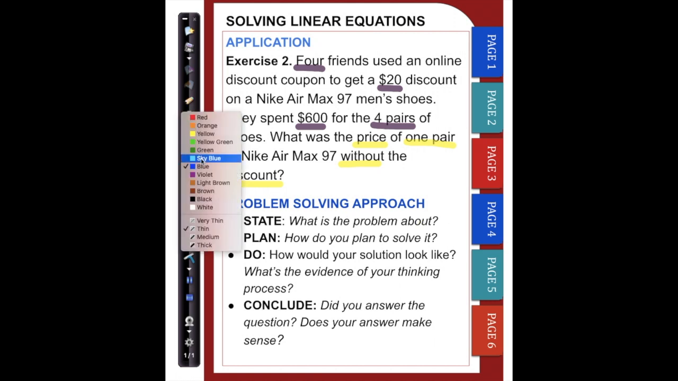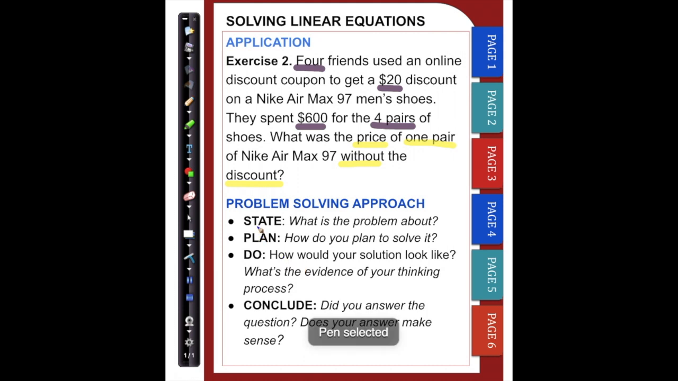For the plan part, that is the strategy. Now, how do you plan to solve it? How do you plan to find the answer? What strategy are we going to use? The do: how would your solution look like? What's the evidence of your thinking process? And then the last part would be conclude. Did you answer the question?